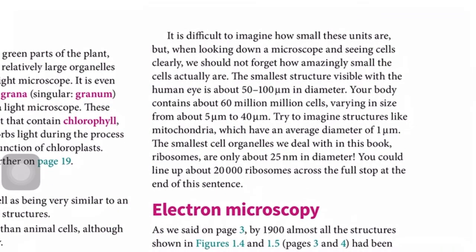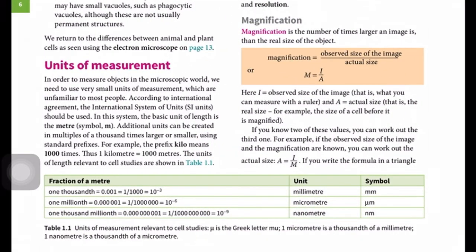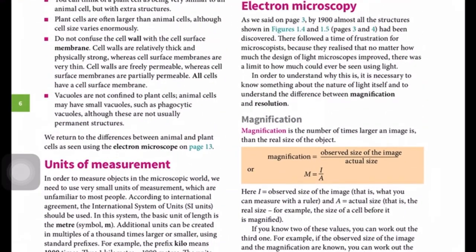Try to imagine structures like mitochondria, which have an average diameter of 1 micrometer, the smallest cell organelles we deal with in this book. Ribosomes, the smallest cell organelles we deal with in this book, are only 25 nanometers in diameter. You could line up 20,000 ribosomes across the full stop at the end of this sentence. So it's very small.